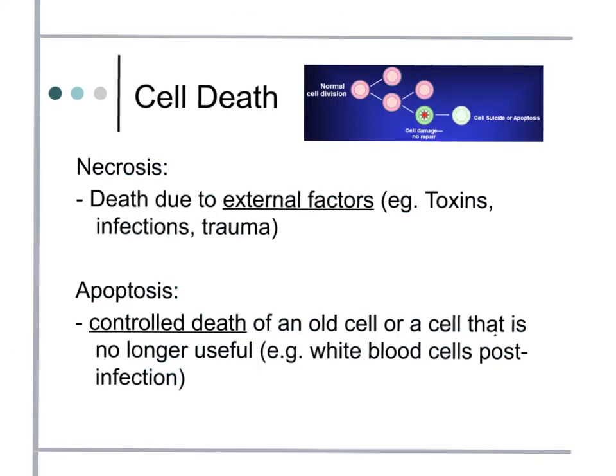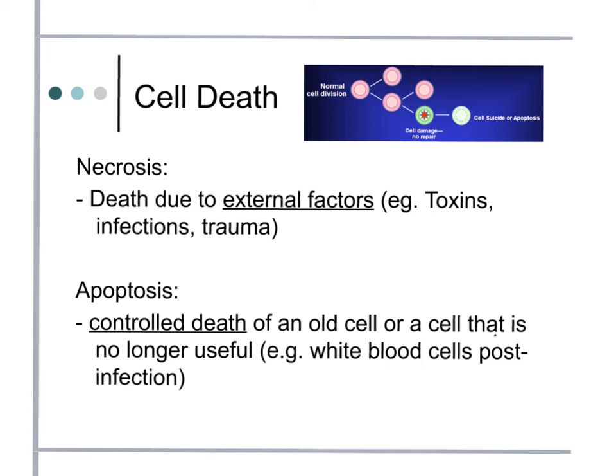And finally, to complete our life cycle of the cell, we have cell death. Now, all things living must come to an end or death. When we're talking about cells, we often talk about two different types of death. The first is necrosis, which is death due to external factors. So something has happened to sort of hurt the cell to the point that it either dies or cannot be repaired. And so things like toxins, infections, or trauma can cause necrosis of the cells.